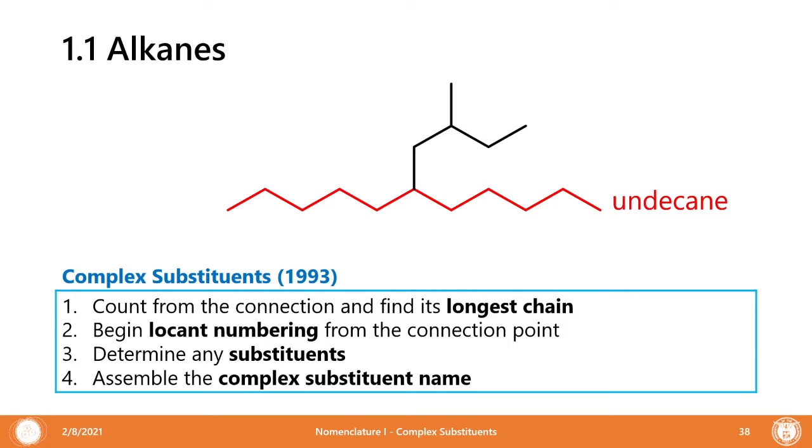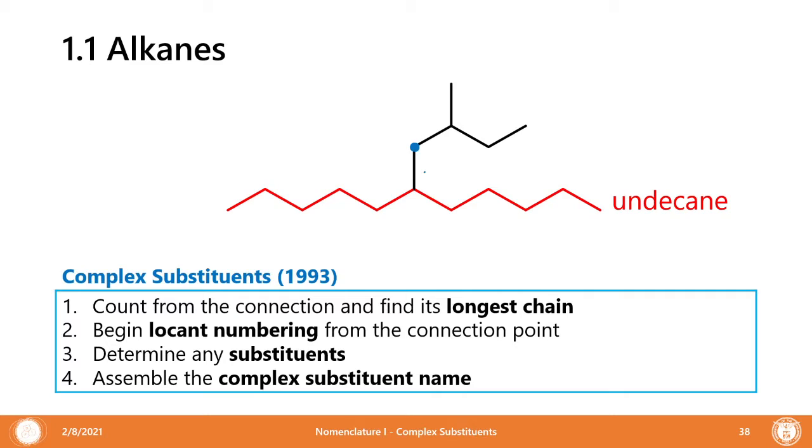I've already labeled the parent chain. We have undecane, that's 11 carbons. And we have a complex substituent right there. What we want to do first is to count the number of carbons from the connection to the parent chain. What I mean is starting from the carbon here, this carbon that connects to the parent chain.